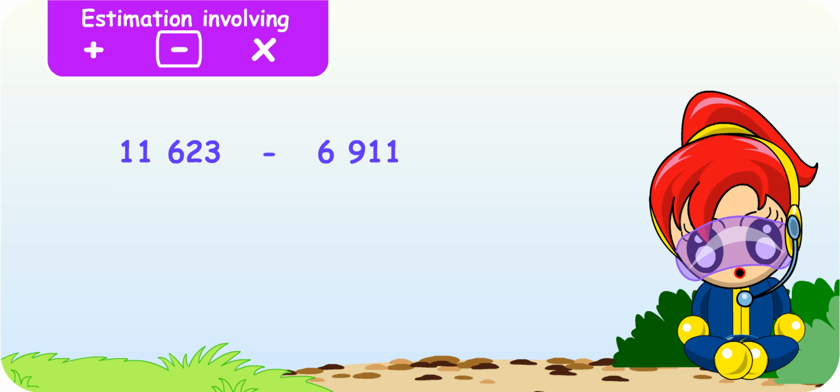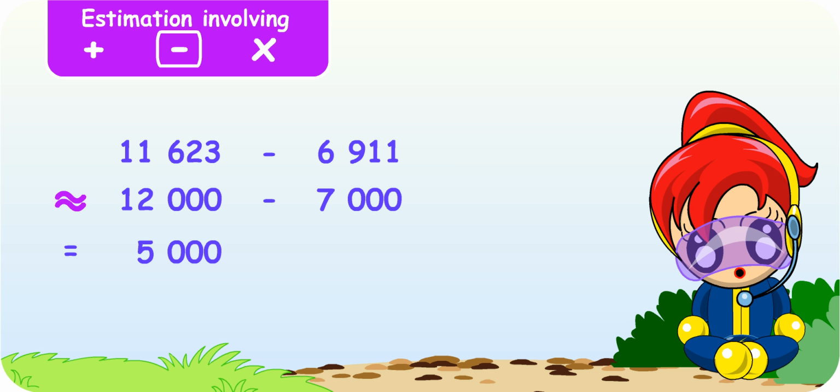11,623 minus 6,911. I round off 11,623 to the nearest thousand to give 12,000, and round off 6,911 to the nearest thousand to give 7,000. Then I subtract 7,000 from 12,000, which is equal to 5,000. Therefore, 11,623 minus 6,911 when rounded off to the nearest thousand is 5,000.